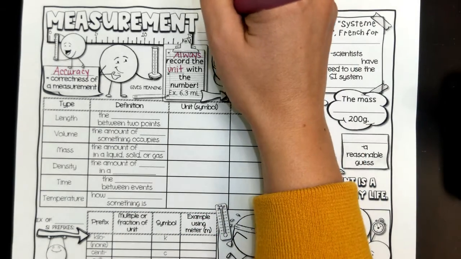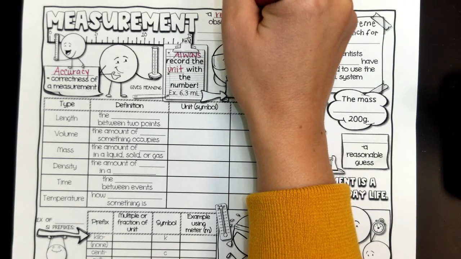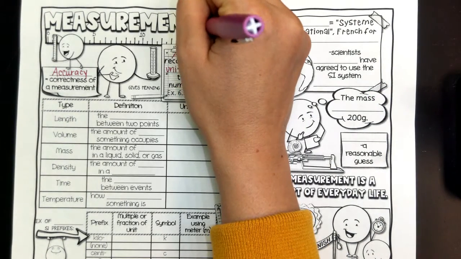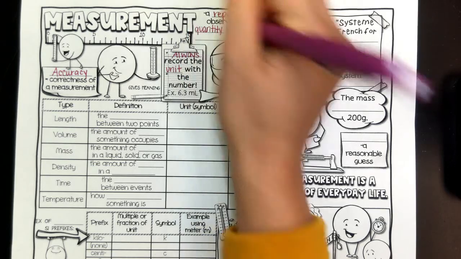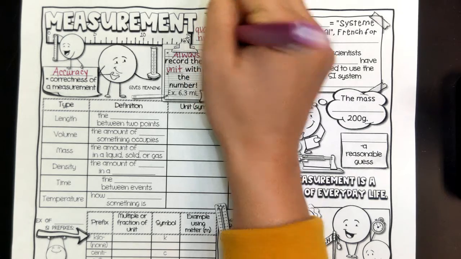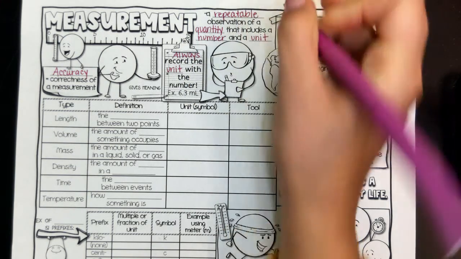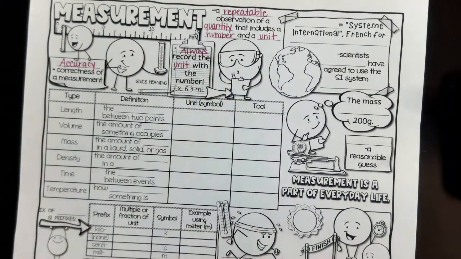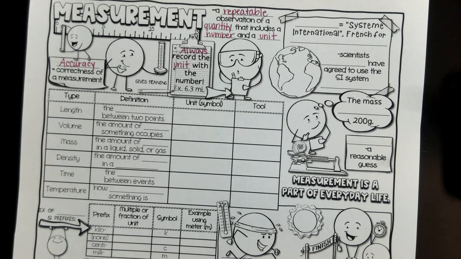So a repeatable observation of a quantity that includes a number and a unit. So when we are talking about a measurement, that's why this is right here. Okay? So a measurement is a repeatable observation of a quantity that includes a number and a unit. So when I say you need to go take your measurements, you need to make sure that when you measure, you write down that number, but you also write down the unit behind it.